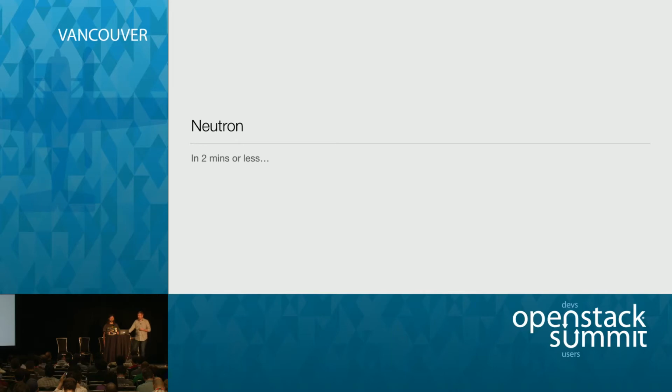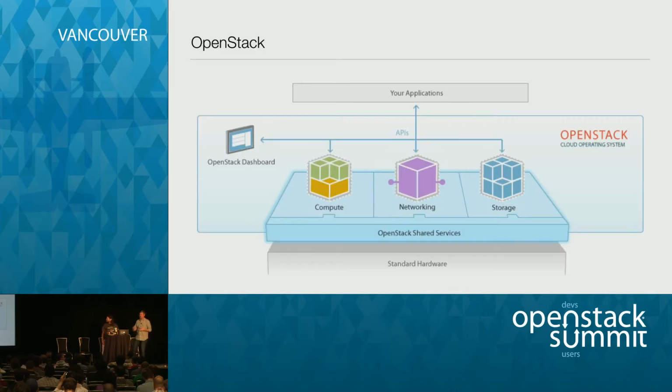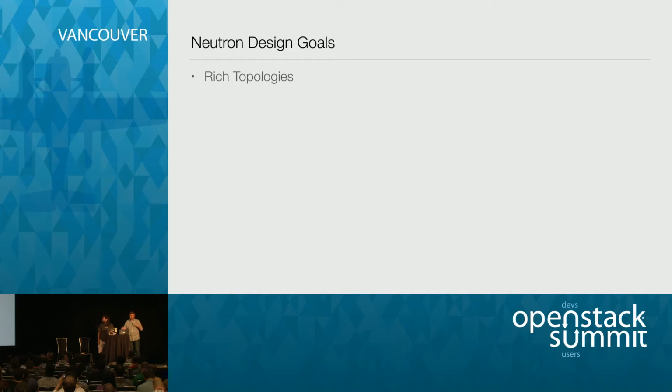Neutron in 2 minutes or less. Again, it's an OpenStack talk, so we have to show this logo. Remember, compute, networking, and storage. Networking binds the pieces together. Neutron's design goals, in a nutshell, are the ability to create rich topologies and be technology agnostic. This is what allows us to have multiple L2 backends and multiple implementations for layer 3 through 7 services. Make sure it's extensible, so that if you want to support new technologies and new features, you can. Hierarchical port binding is an extension.